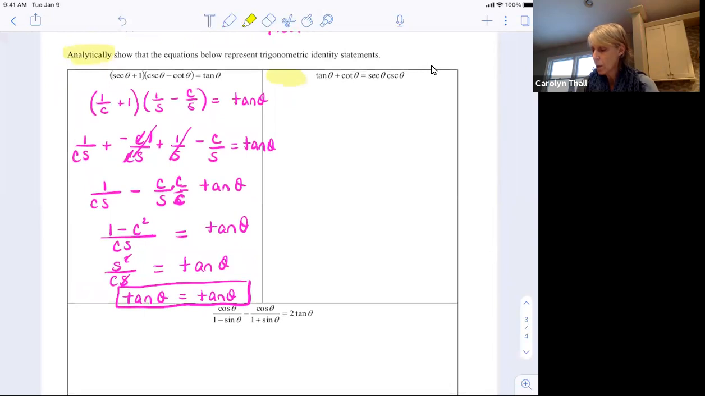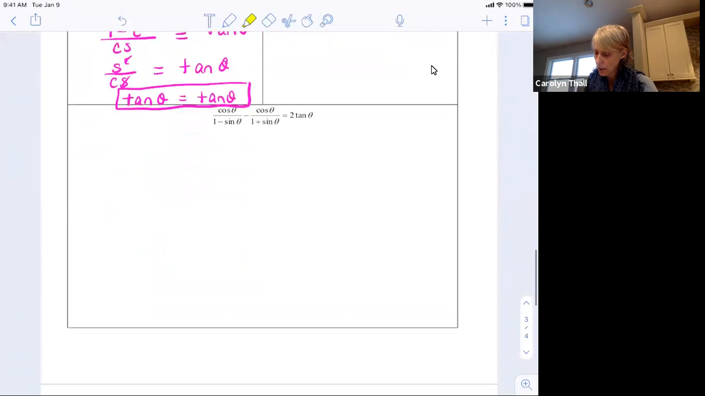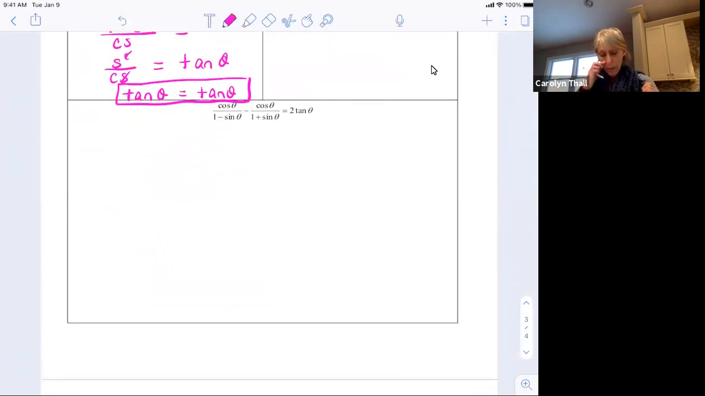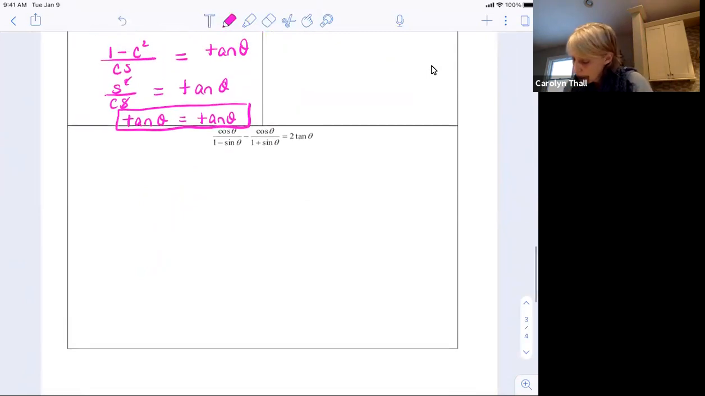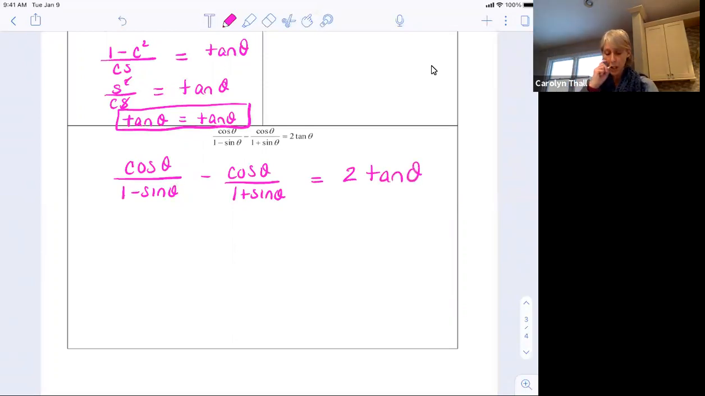We're going to go with the homework. And I guess I'll do this last problem with you guys, and then we will shut it down for the day. So I have cosine theta over 1 minus sine theta minus cosine theta over 1 plus sine theta equals 2 tan theta. Again, I'm going to leave that right side alone because it's one trig expression, and I'm going to see if we can get them to match.